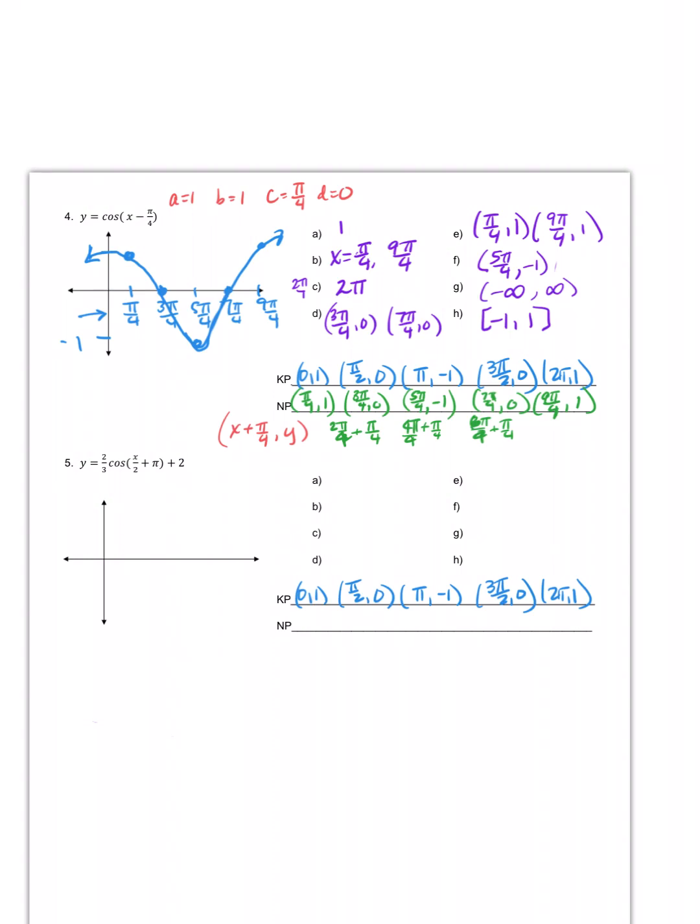Number 5's a doozy because we have all 4. A is going to be what? 2/3. B, we'll come back to B. And we'll come back to C because I want to talk to you about this. Now, D is clearly a 2. Now, why did I stop here?